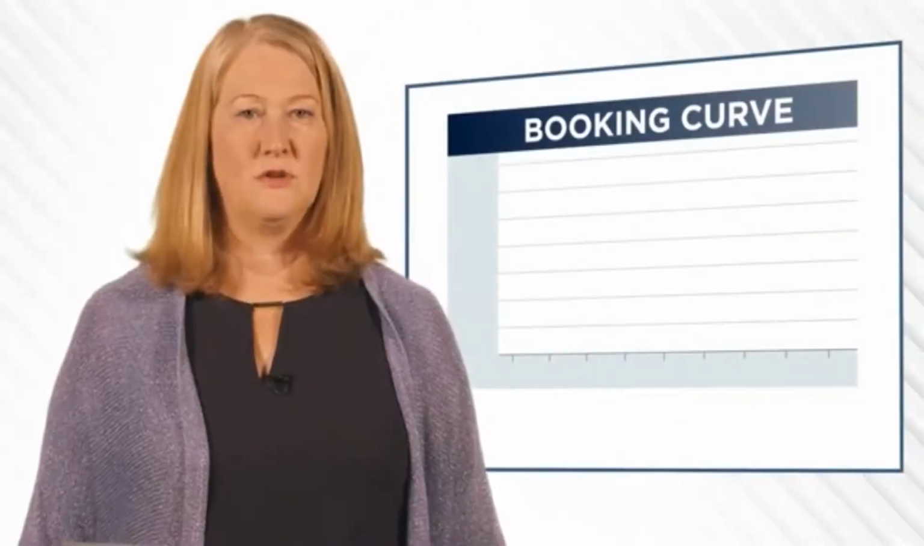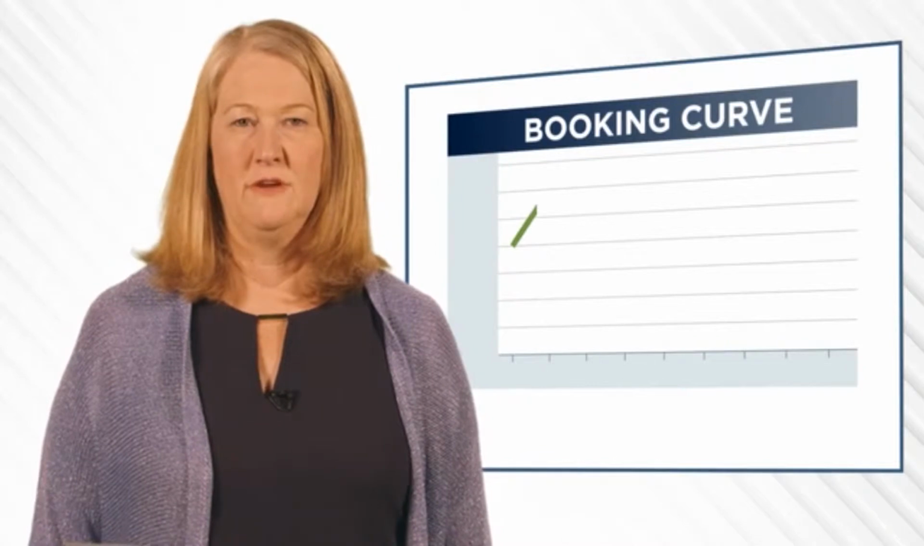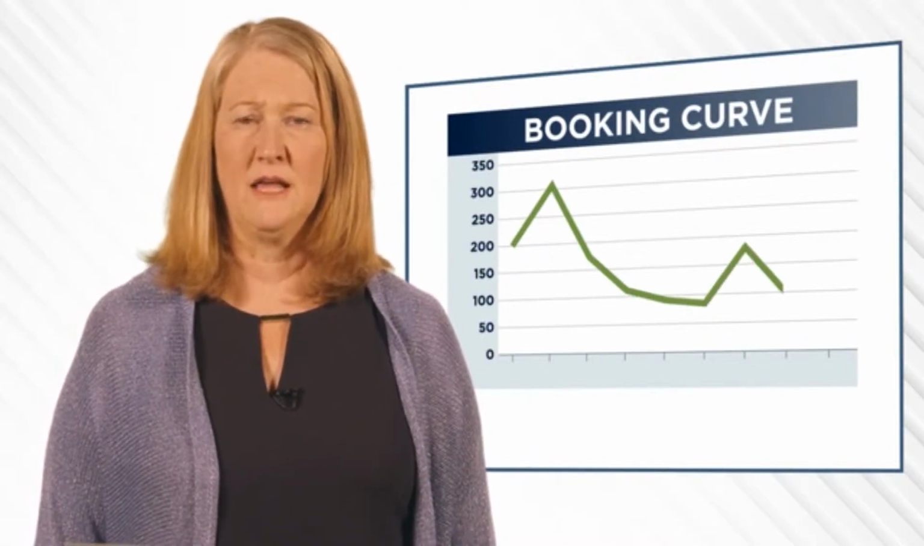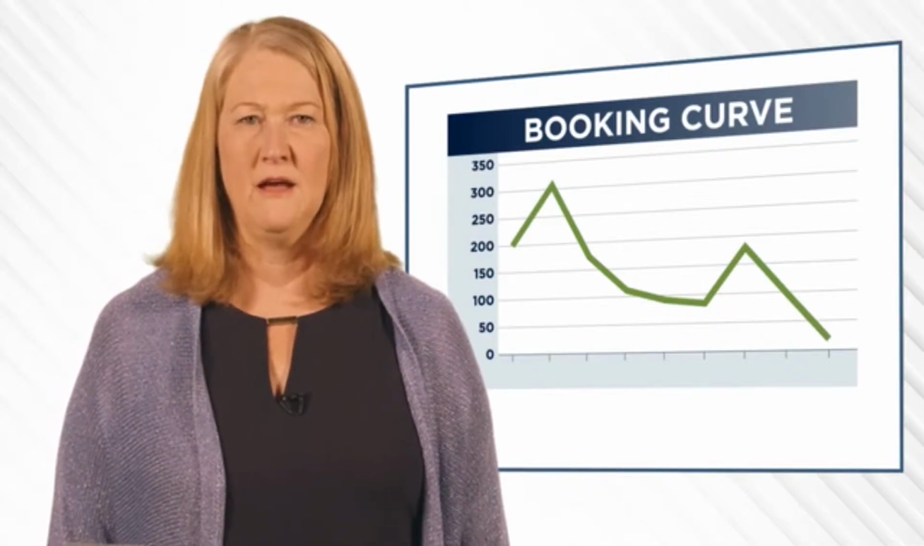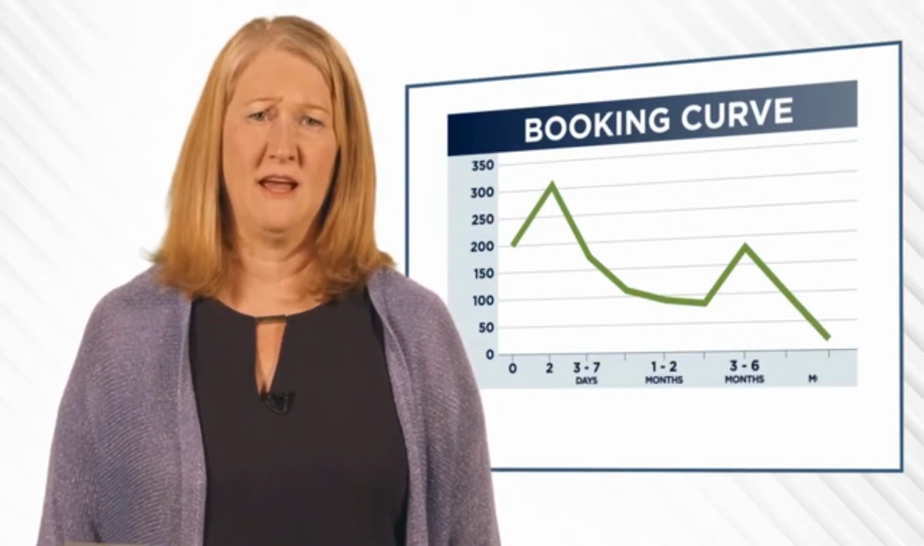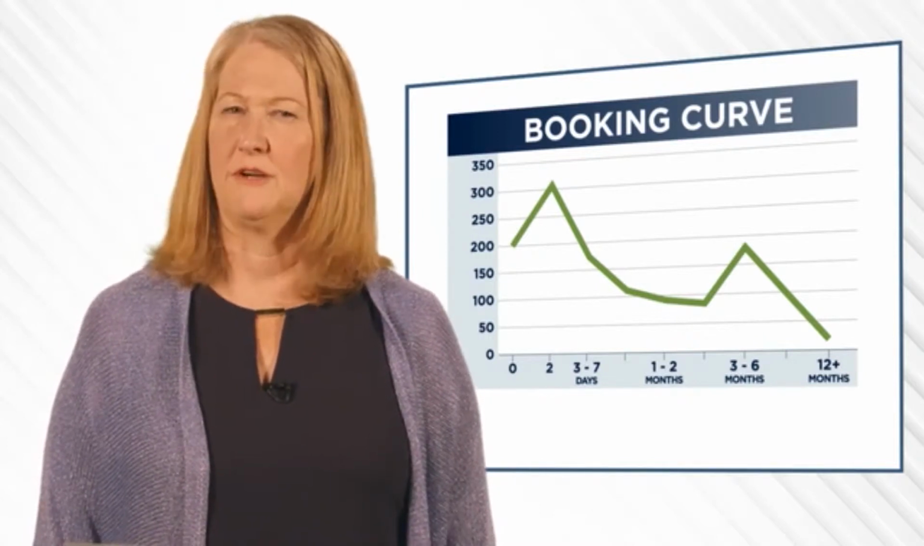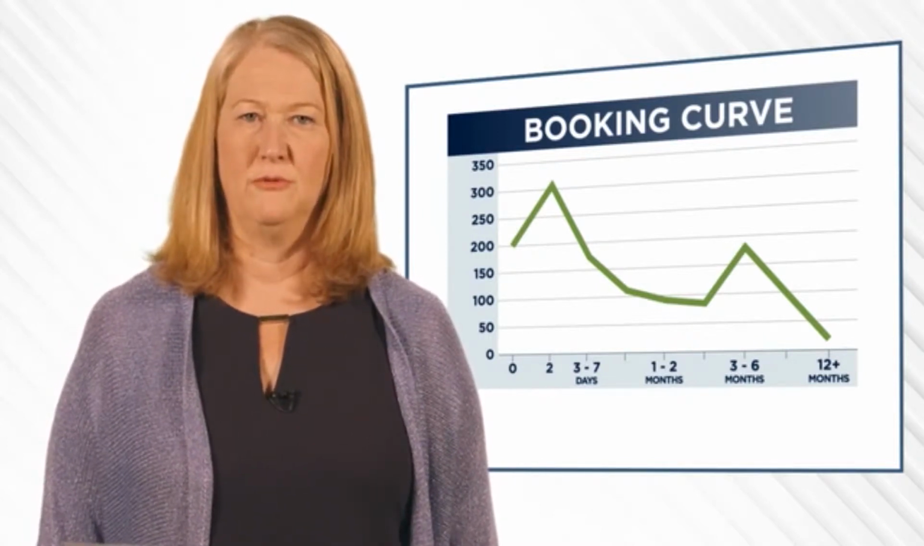What is a booking curve? A booking curve is simply a graphic representation of the number of rounds of golf you have on the books at any time in advance of play. To create a booking curve, you can plot the number of rounds sold on the vertical against a horizontal plane of how many days in advance of play those particular rounds of golf were booked. It's a very simple and straightforward tool.